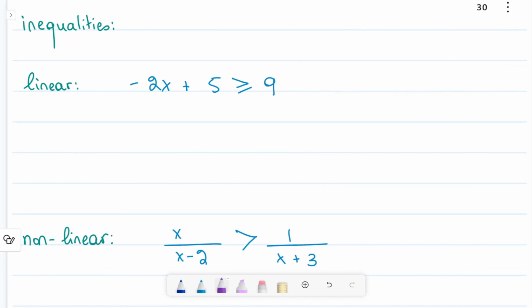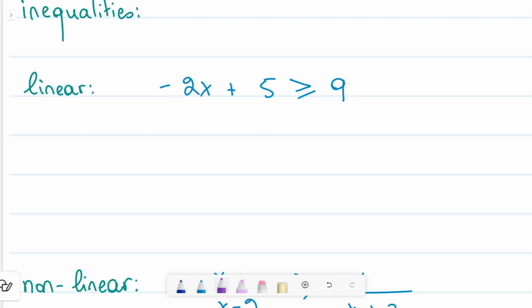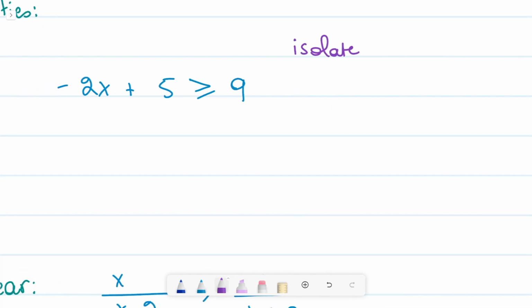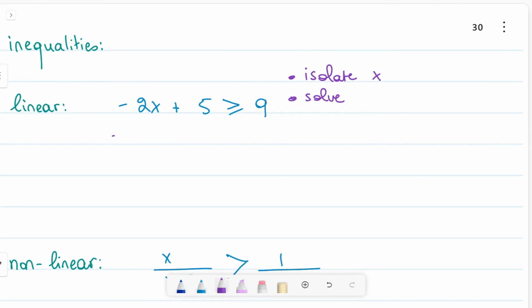Now we will move on to inequalities. Our first inequality is a linear inequality. It's quite straightforward. So we will isolate x, and then we will solve. So let's isolate x. We will leave negative 2x on one side, and we will move 5 to the other side. So we can subtract 5 from each side.